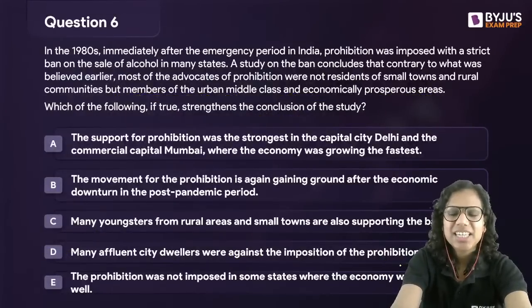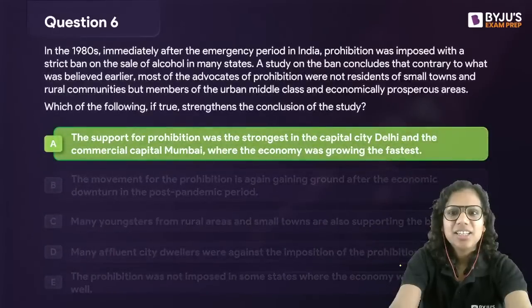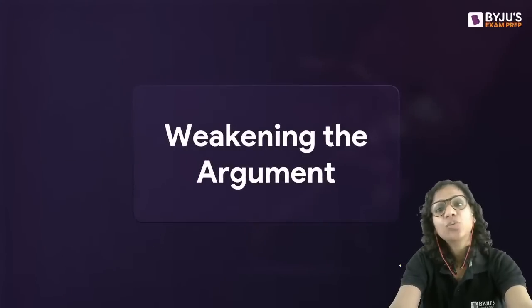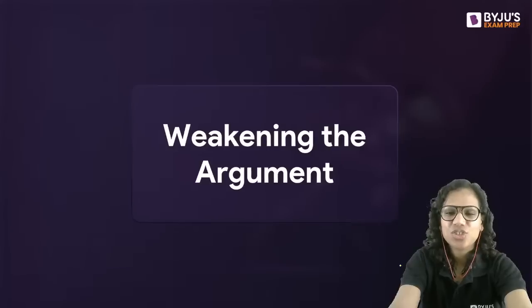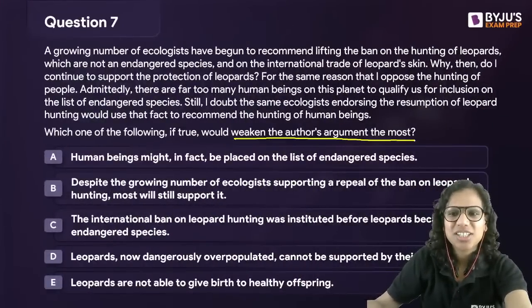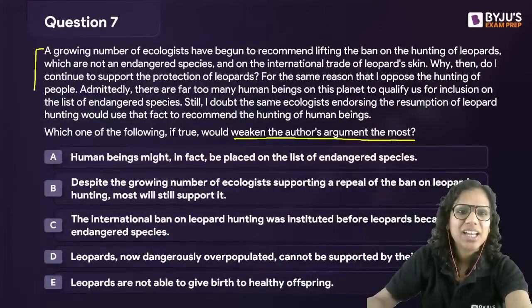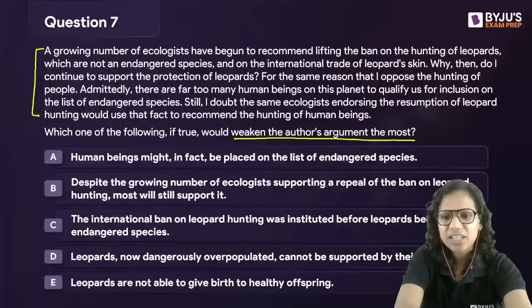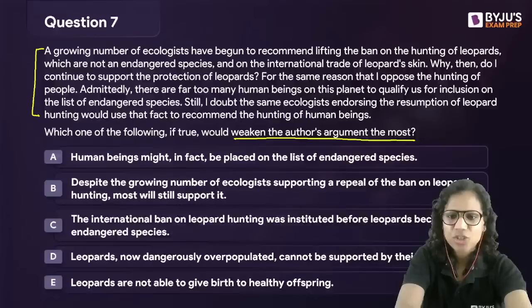Chalo, let's see another question type now. So this was about strengthening the argument. Let's weaken the argument now. Okay, we've strengthened arguments enough. So here you have to weaken the argument the most. And this is your stimulus. Again, read the question stem, then read the stimulus, then eliminate. That should be your strategy for attempting critical reasoning questions.